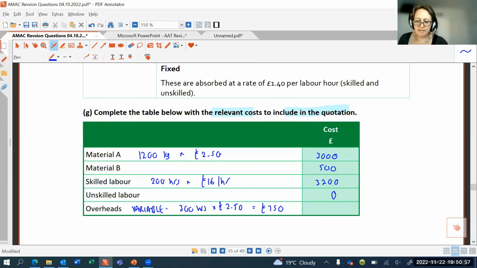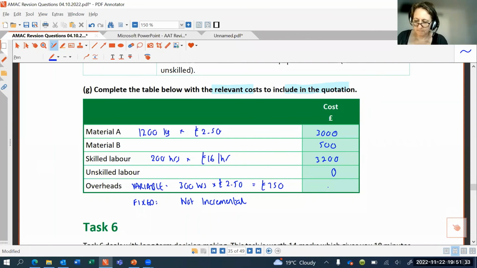Fixed overheads, on the other hand, are things more like rent. By their nature, a fixed overhead doesn't change when production changes. I can make more units and this cost stays the same. So something like rent. Doesn't matter if I make more, doesn't matter if I take on another job. Does the landlord put the rent up? No. So the rent is not incremental. It doesn't change as a result of my decision. So for the fixed overhead, I would say it is not incremental. I'm not expecting the fixed overhead to cost anything different just because I undertake this job. So my only cost is the overhead, which was the variable part. So 750 in there.